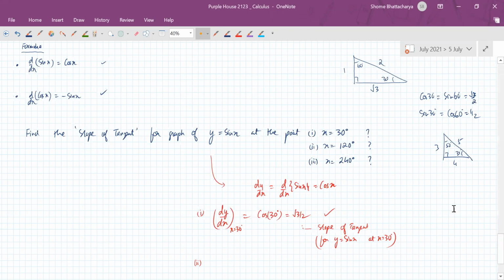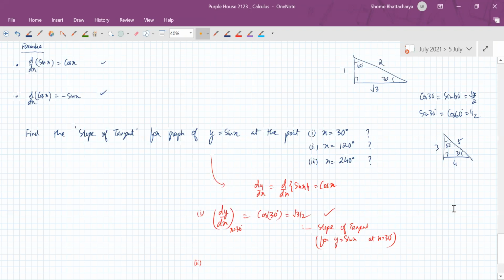So why did you take cos 30 rather than sine 30? Because we are finding the value of dy by dx, na beta. So sine 30 will give me the y coordinate at the point 30 degrees, but I don't need the y coordinate, I need the value of dy by dx. I need the slope of the tangent. So for that we have to take cos. Yes, so what is dy by dx? It is cos x, that we have written earlier. Above, yes, we have written dy by dx is cos x.